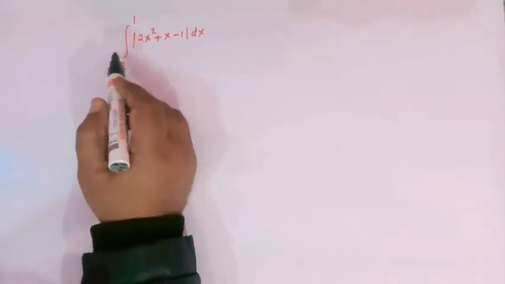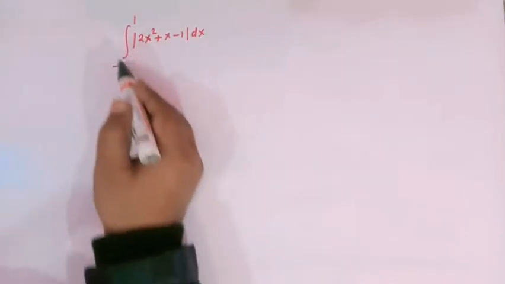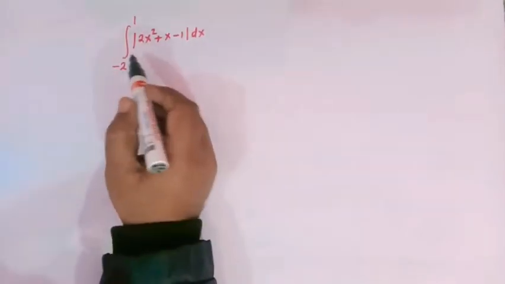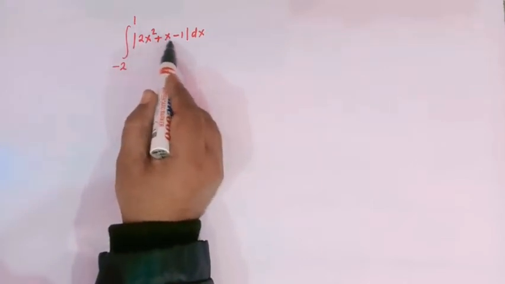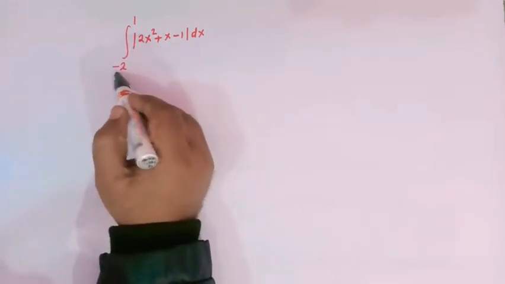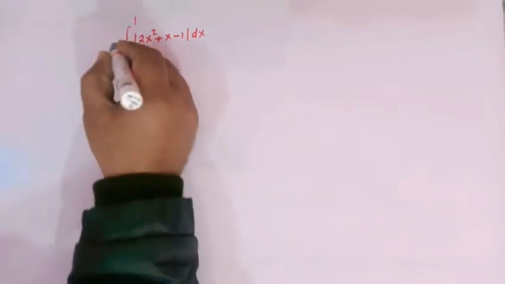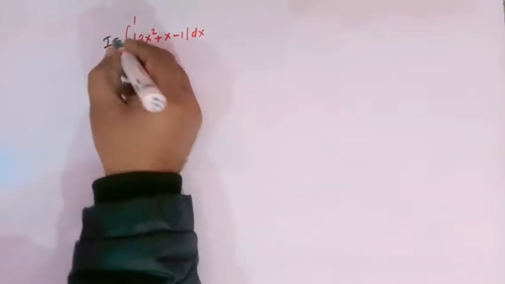Hello viewers, in today's class we are going to discuss one important definite integral involving the absolute value function. So here we have to calculate the value of this definite integral, in which we have the absolute value function of 2x² + x − 1, from −2 to 1. So let us start. Let us first call this integral I.